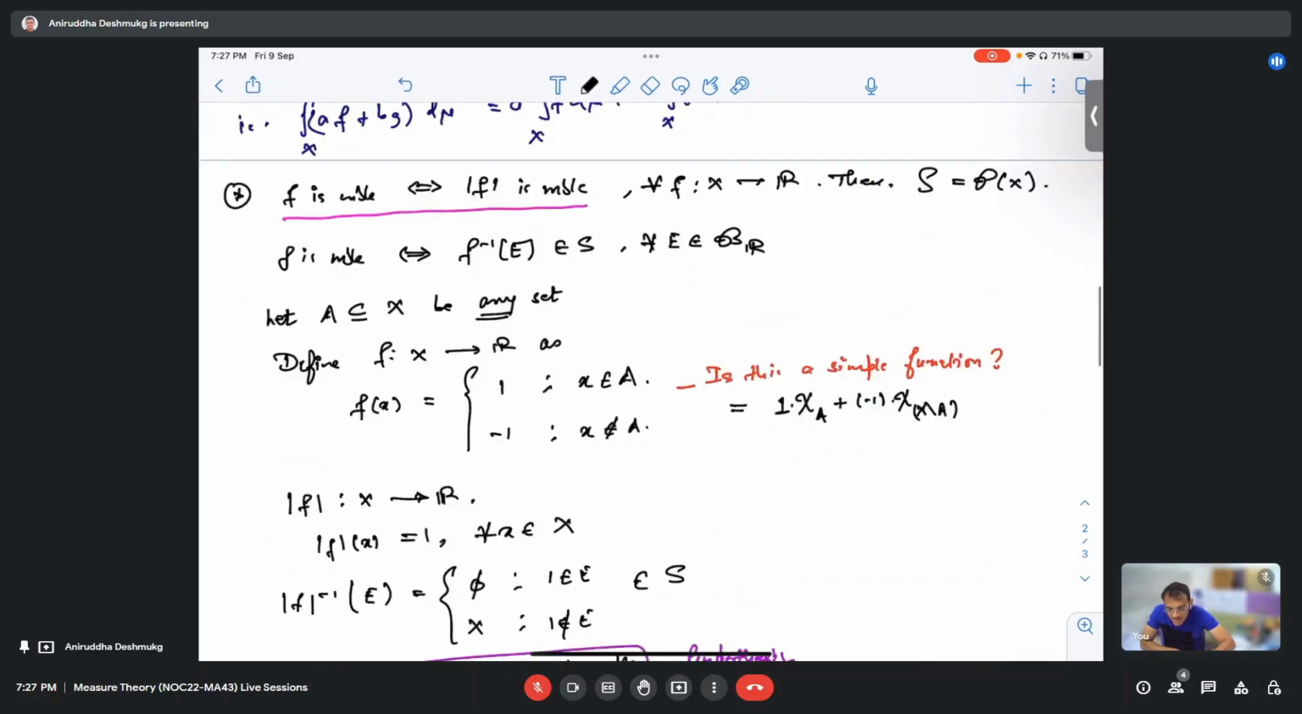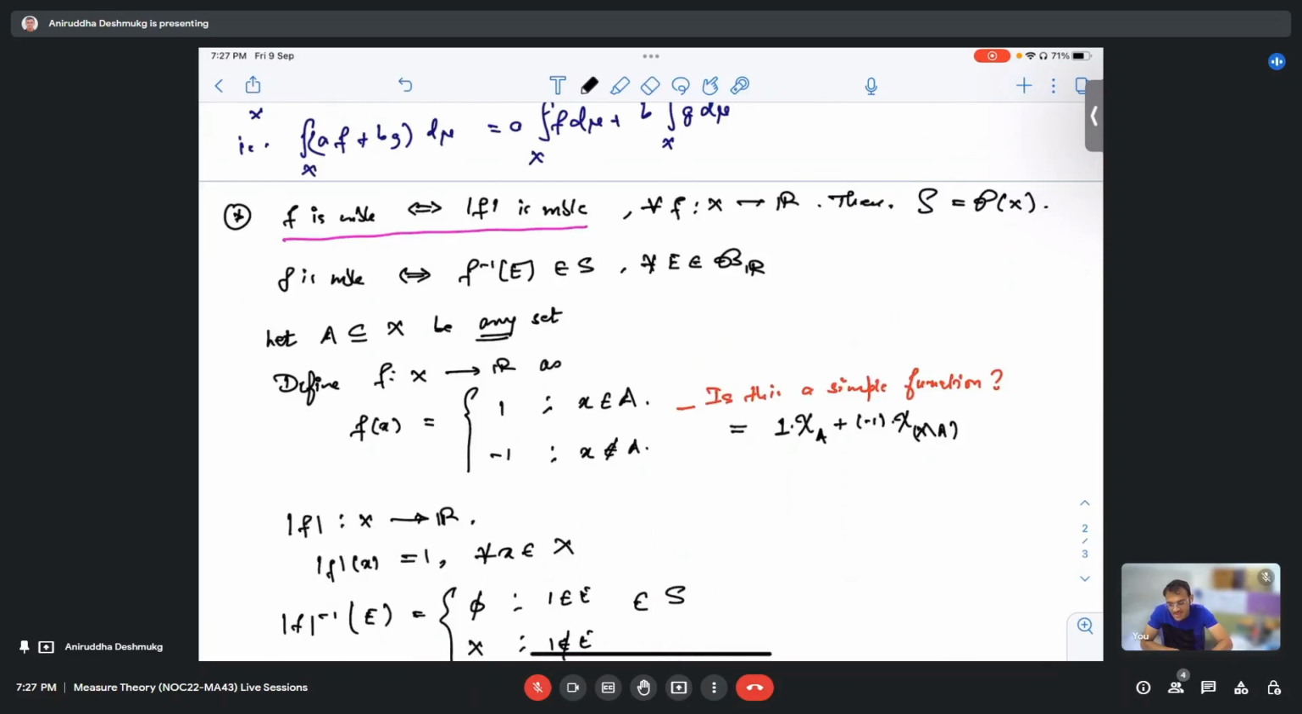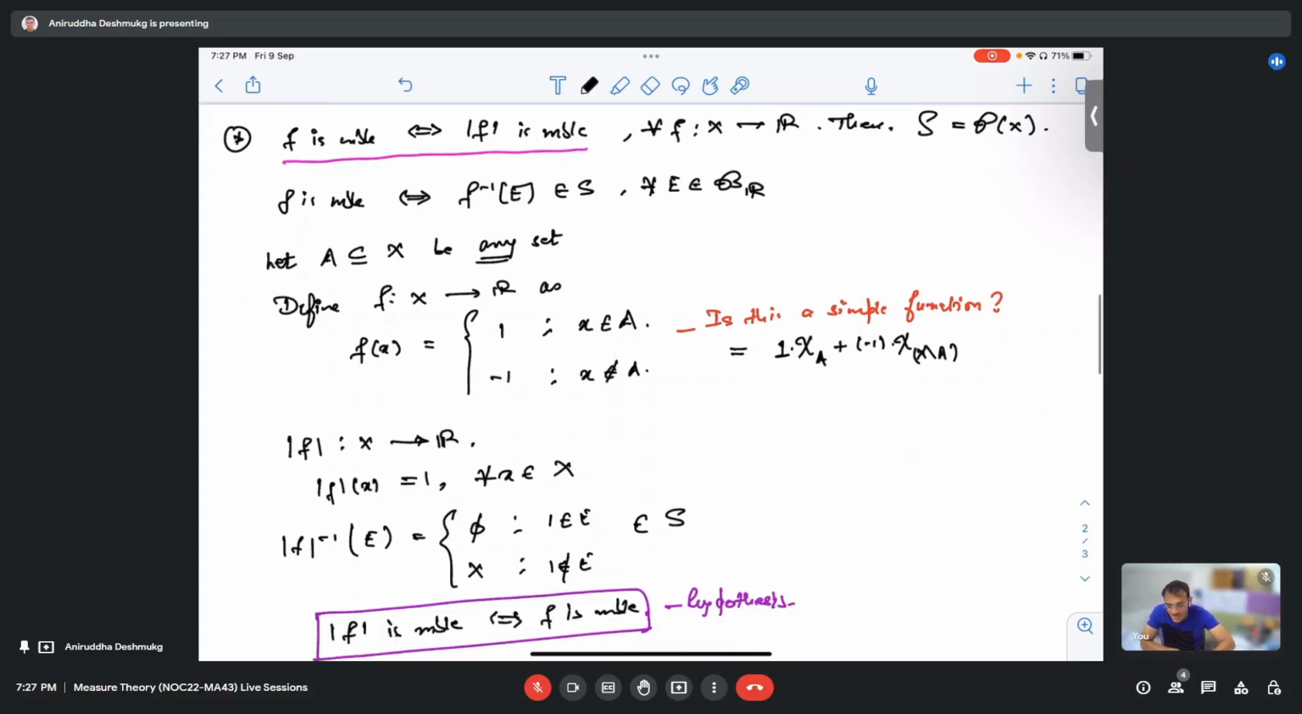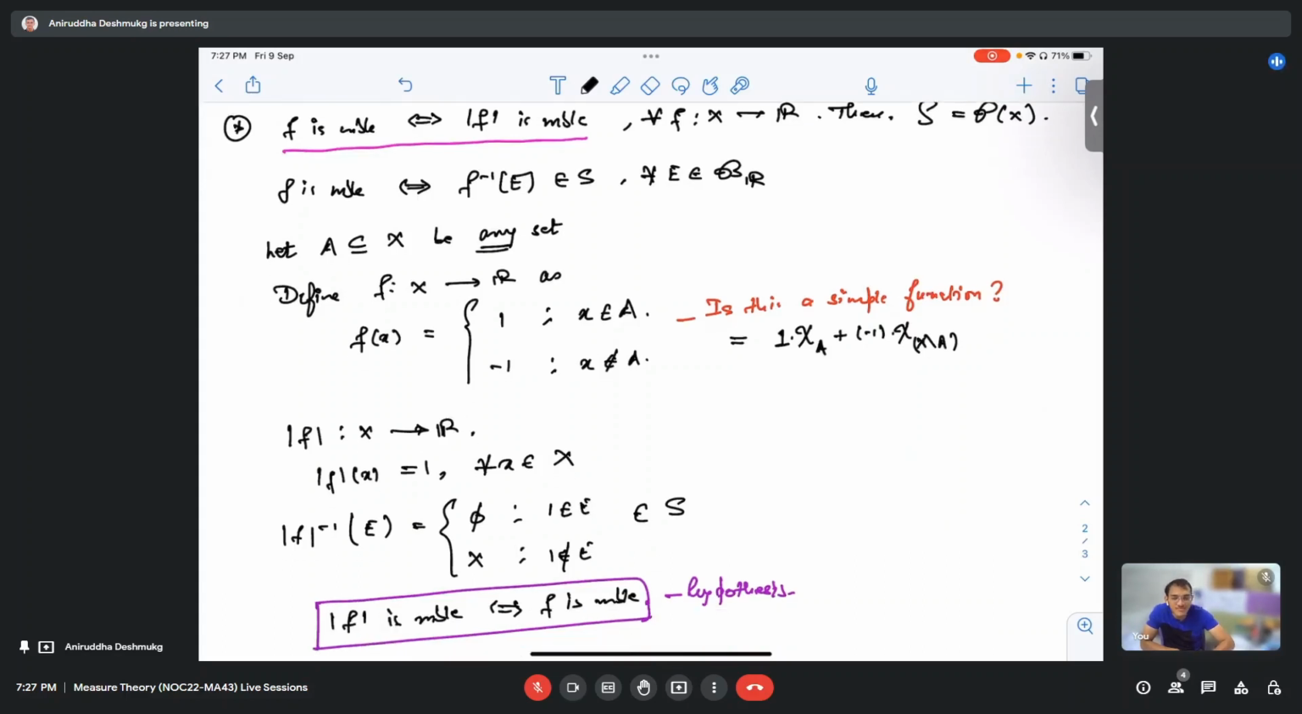Correct. So you have to construct this function, right? This f is our construction. Now one can define it some different way, but this is the simplest way because we know that constant functions are measurable. So mod f becomes a constant function, and therefore we can proceed very easily.